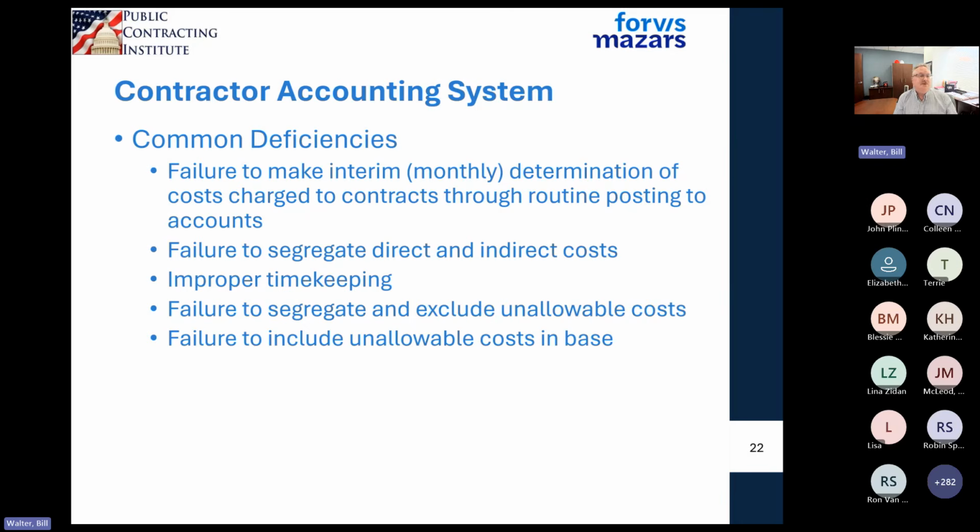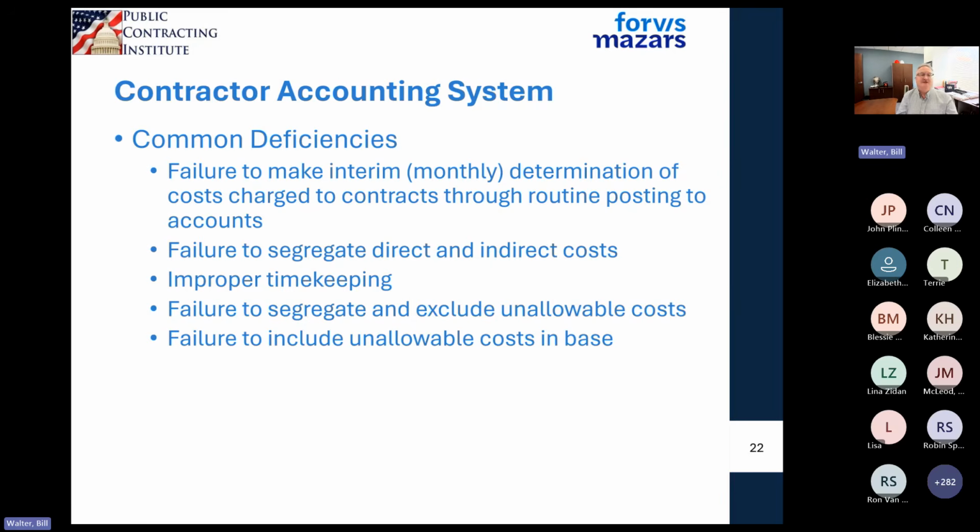Timekeeping, the auditors will look for improper timekeeping. When I was raised as an auditor at DCAA back in the 1980s, a long time ago, we were trained on looking for people who were working on fixed price work that all of a sudden are charging to cost plus work, because that's the real risk in timekeeping, somebody charging time to a job that is not the one that they're actually working on.